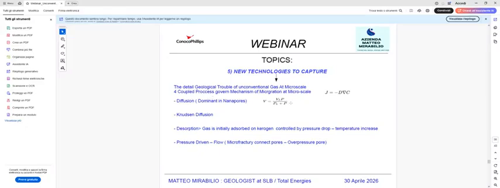The first is diffusion, dominated by nanopores, the second is Knudsen diffusion, the third is desorption. Gas is initially absorbed on kerogen, controlled by the pressure drop and temperature, and the fourth is the pressure-driven flow in microfracture connected pores. So why are we using the new electrical scan image to study microfracture? It will show the fractures that are connected or not connected.